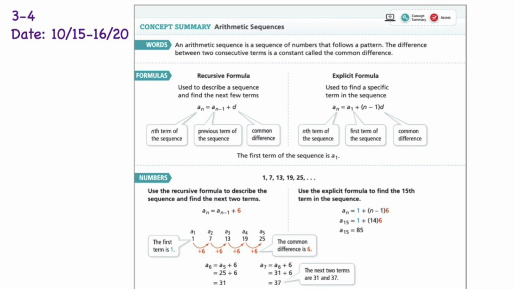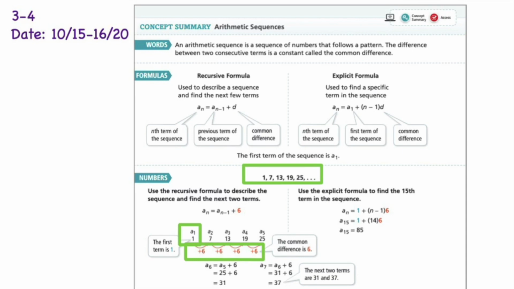So looking at the bottom, you can see the sequence 1, 7, 13, 19, and 25. So how does 1 get to 7, 13, 19, and 25? It's just adding 6 each time. So that is your common difference. And then the first number in the sequence is 1, so that is your a sub 1. And then you can plug those numbers into the sequence and calculate whatever term you need to find.